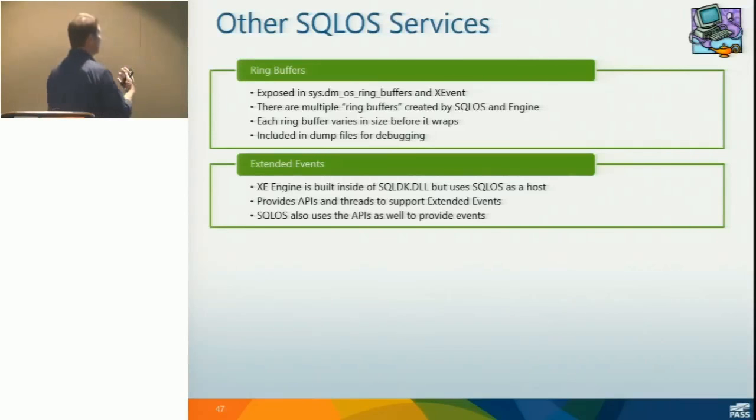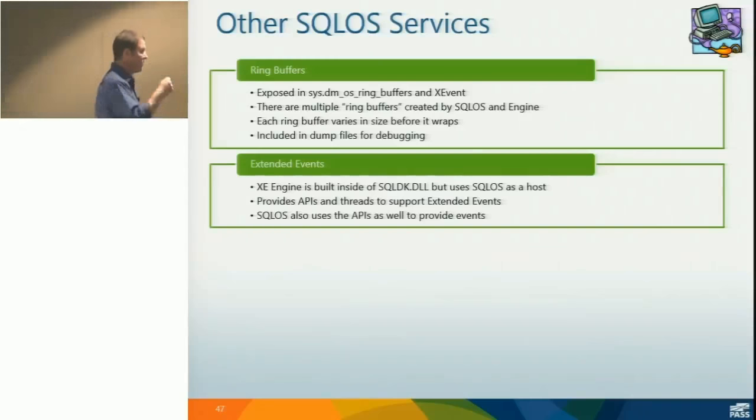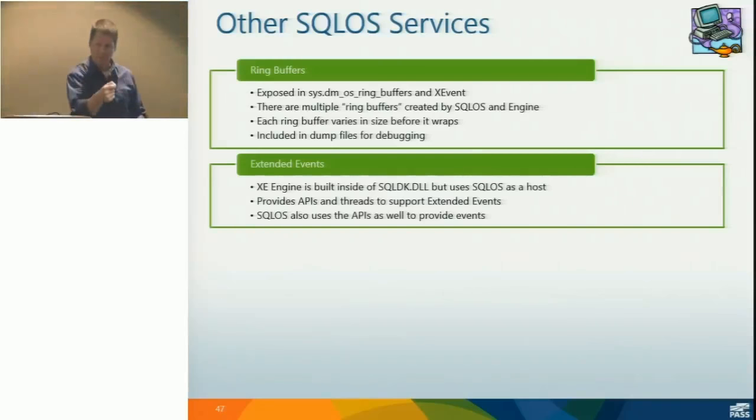And the actual engine itself is there. The XE engine provides APIs and threads to support the whole Xevent process for SQL Server. But what's interesting is SQL OS uses those APIs too. Remember the events I showed you for thread and queue, node affinity changed, the deadlock callbacks and so forth? Those are X events produced by SQL OS calling the Xevent APIs to make that happen.